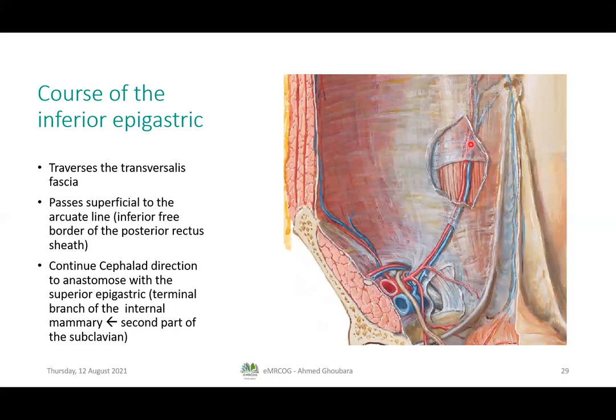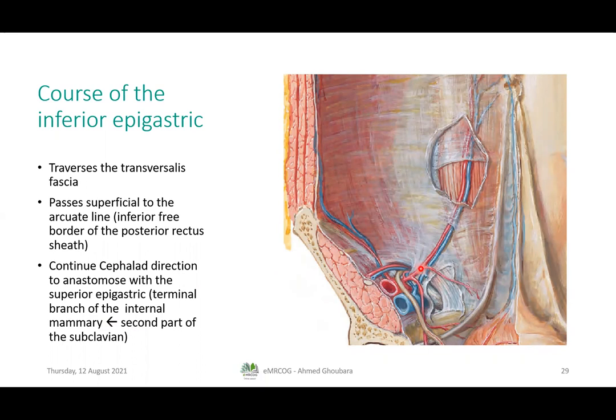Then it continues superiorly, in the cephalad direction, to anastomose with the superior epigastric, not the superficial epigastric, but the superior epigastric artery, which is a branch of the internal mammary artery. Do you know anything about the superior epigastric artery? The internal mammary artery is a branch of the second part of the subclavian artery. The internal mammary artery runs through the chest all the way down to the abdomen to anastomose with its sister, the inferior epigastric artery.